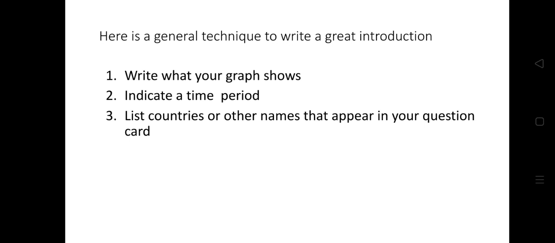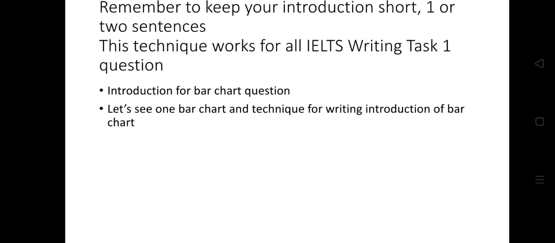Second, indicate a time period. And third, list countries or other names that appear in your question card. Remember to keep your introduction short, just 1 or 2 sentences. This technique works for all IELTS writing task 1 questions.